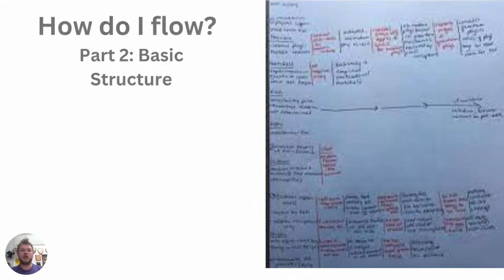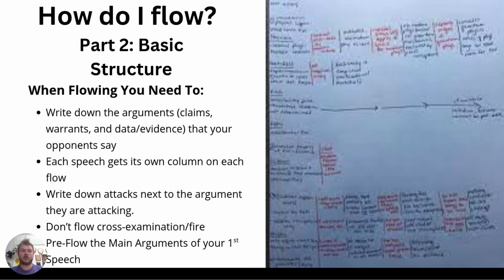But in terms of the basics of how to structure your flow, what are you writing down? You are writing down the arguments, which includes the claims, the warrants, the data, and the evidence that your opponents are saying. So really, anytime they make an argument in the debate, you need to write it down, because if an argument isn't responded to, then it is considered true. And if you don't write down an argument, it's pretty hard to attack that argument. Again, each speech basically gets its own column, and you will write down the attacks that you are making or that your opponents made next to the thing that they are attacking.